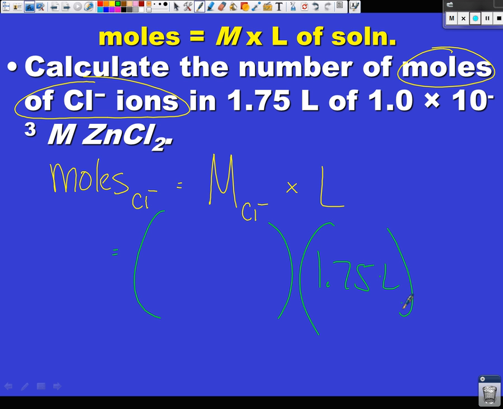Very good. What is the concentration of the entire solution? 1.0 times 10 to the negative 3. All right? Just like we did a second ago. How many chloride ions are in zinc chloride? 2. So what do you do to that concentration? Multiply it by 2. Now, this is where it gets really weird. Is it 2.0 times 10 to the negative third? No. What is it? I guarantee you, if I let some of you do it, you would have written 2.0 times 10 to the negative 3 down.